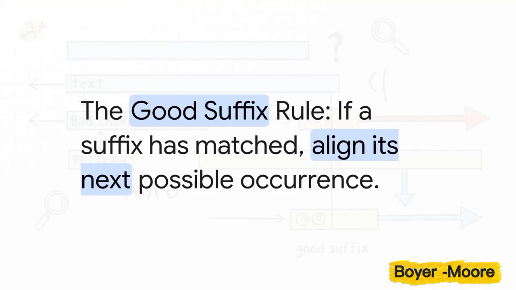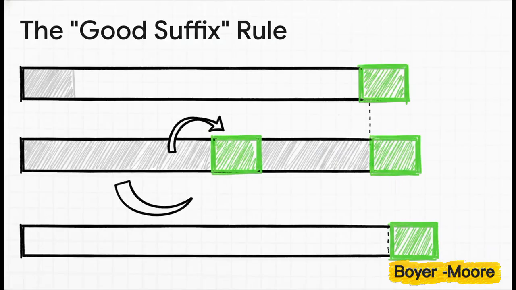The second technique comes into play when we actually get a partial match. It's called the good suffix rule. So imagine you're searching for the word expression. You've already matched the last four letters, S-I-O-N, which is great, but then the letter before it is wrong. Well, that S-I-O-N part is your good suffix.